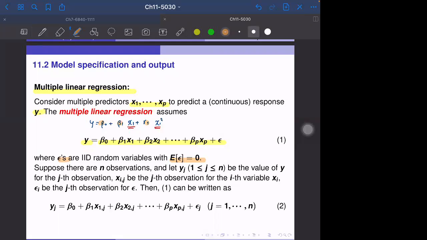Suppose that we have n observations, and then we can write the equation in number 2. This is the same as number 1, but we specifically mention that y is the jth observation of y, this is the jth observation of the x1 to xp values, and this is the jth error. If we have n observations, then j is equal to 1 to n.